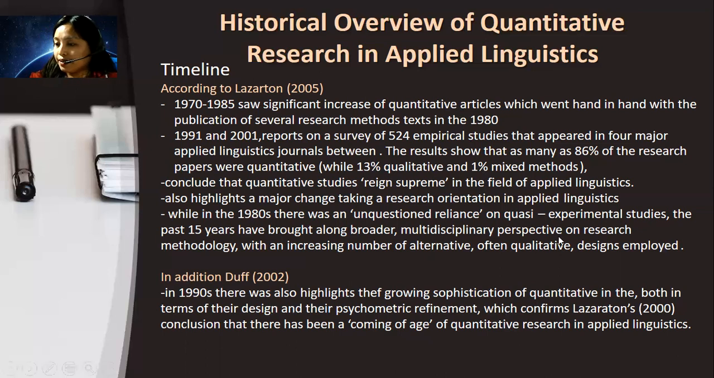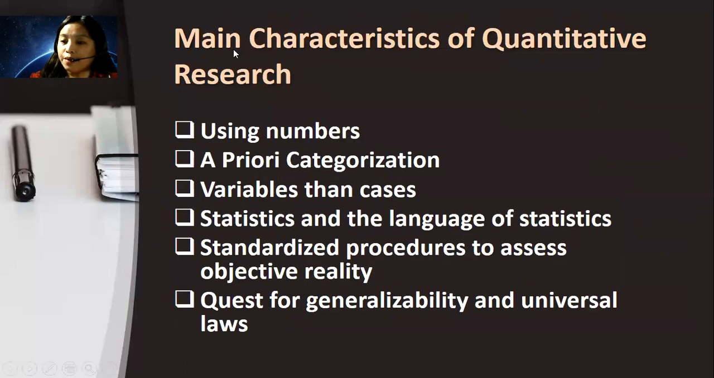Now, for the next part, we'll be discussing the main characteristics of quantitative research. According to the material, the characteristics are: using numbers, a priori categorization, variables and cases in the language of statistics, standardized procedures to assess objective reality, and the quest for generalizability and universal laws.